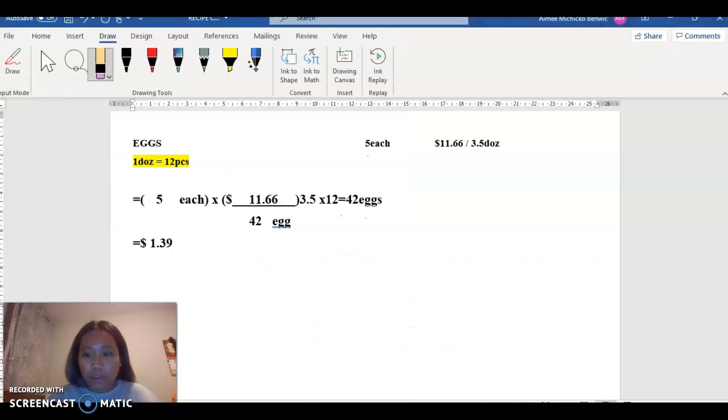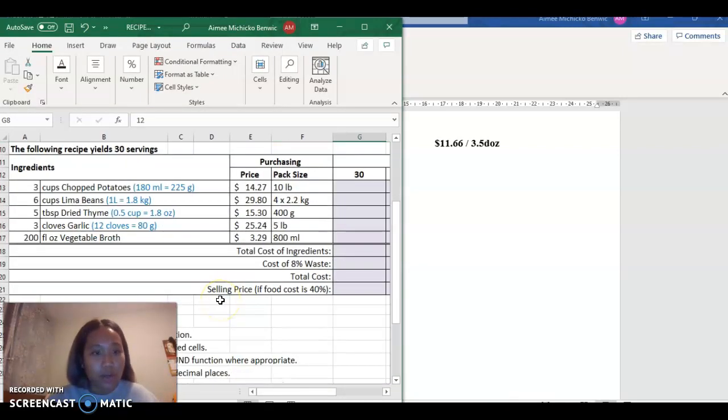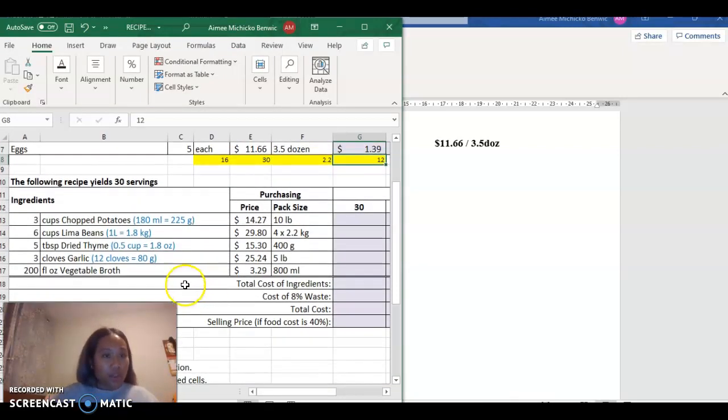So here we're going to go for our second recipe that yields 30 servings. Same way.